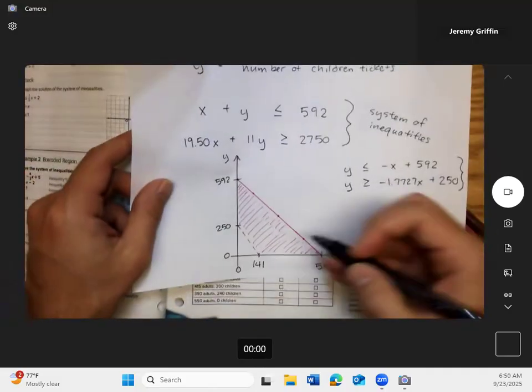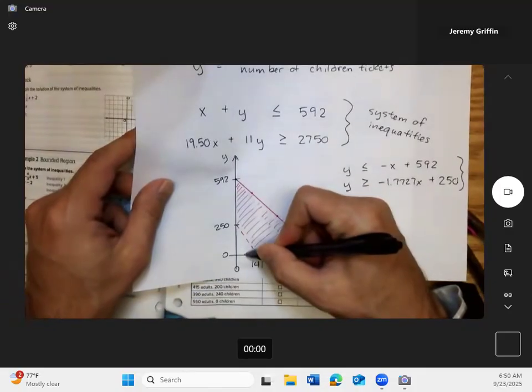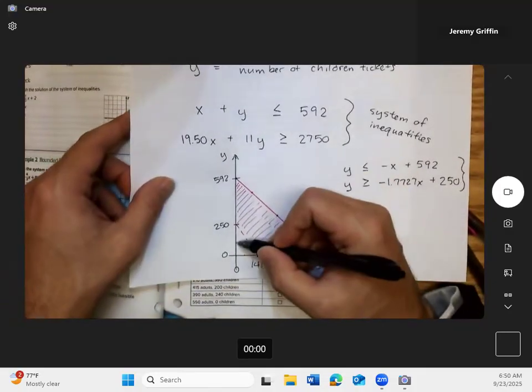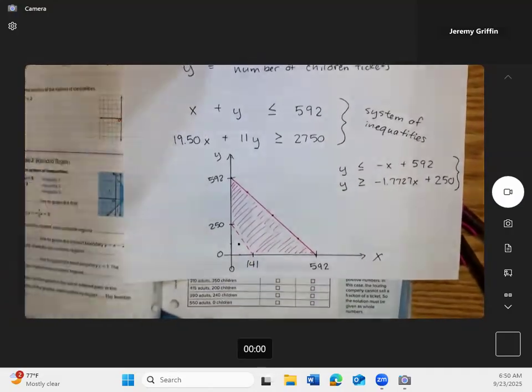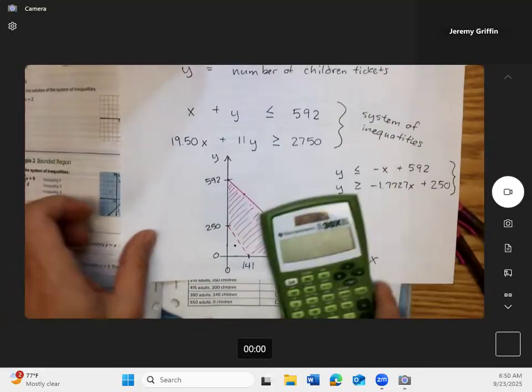60 adults would be right about here, and 100 children is right about here. That'd be 60 comma 100. That looks like they're not going to turn a profit. Like they have boat space, but they're just not going to turn a profit, I think. Let me see.